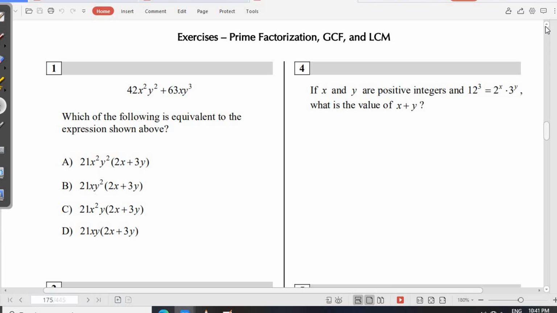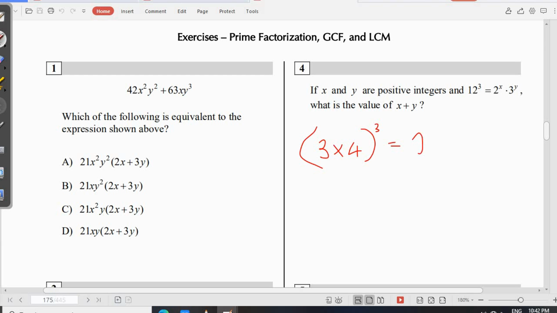But let's try it. If x and y are positive integers and 12 raised to the power 3 equals 2 raised to the power x times 3 raised to the power y, what is the value of x raised to the power x plus y? So you're looking at this 12 raised to the power 3, knowing fully well that you can split this into 6 times 2. You can also split it into 3 times 4, and then you raise it to power 3.